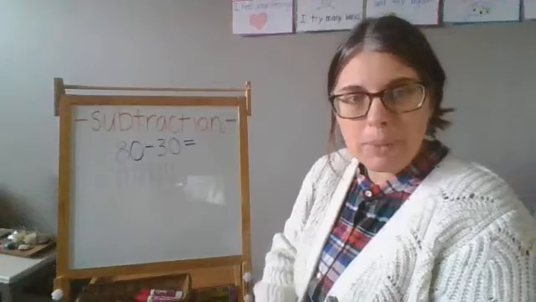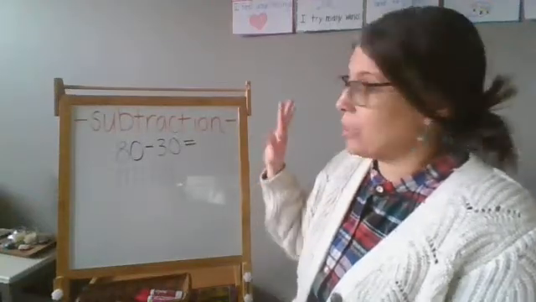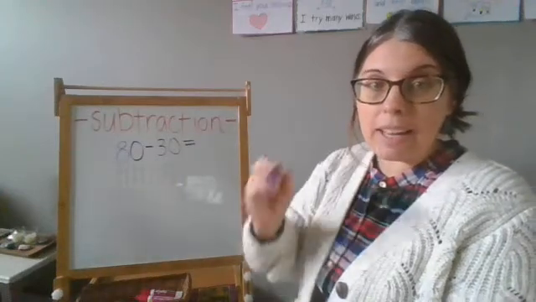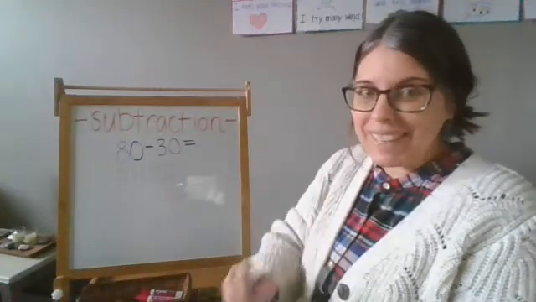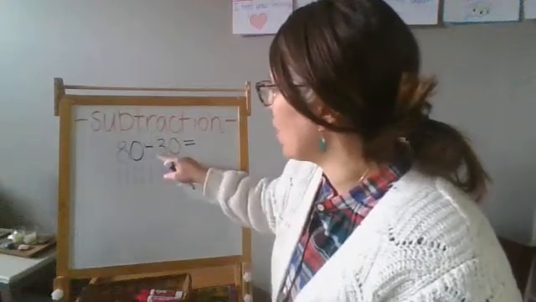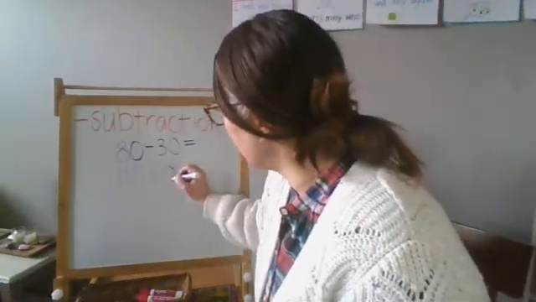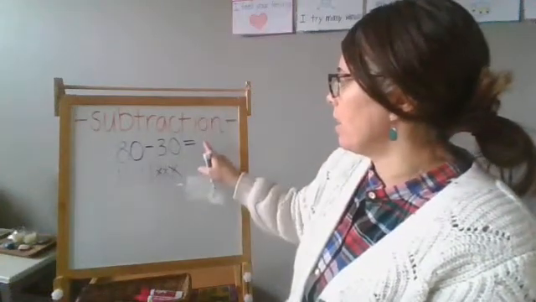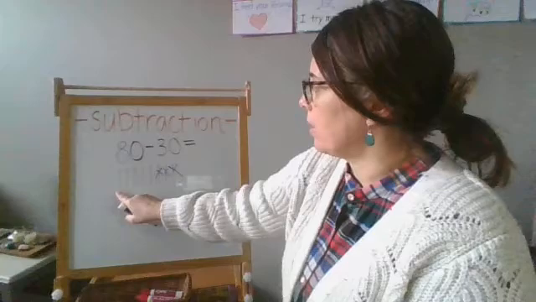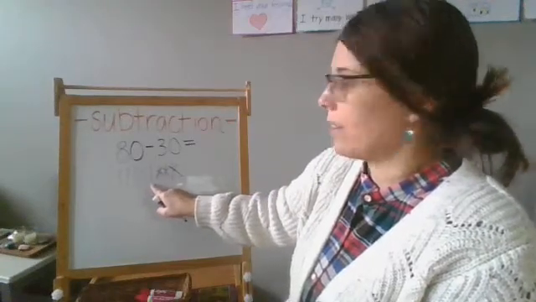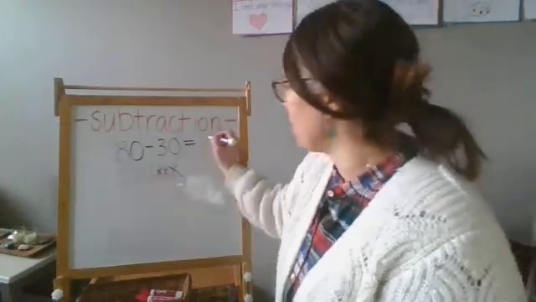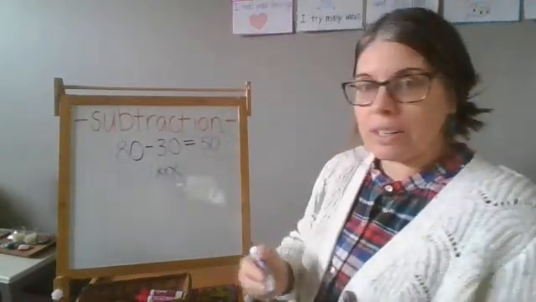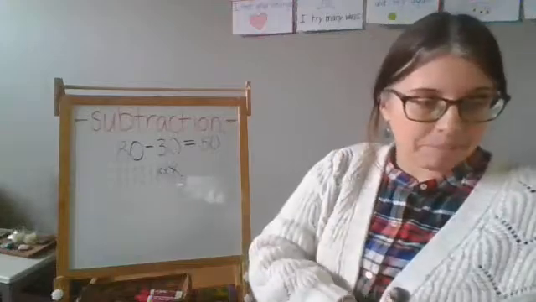Remember, we don't always want to erase because we want to be able to have a trail to be able to see the work that we've done. So what do we do in math? We cross it off. So we're going to cross off 30. So 10, 20, 30. Okay, and then we'll see how many we're left with. 10, 20, 30, 40, 50. So I'm going to put that answer right here. Okay, 80 minus 30 equals 50.